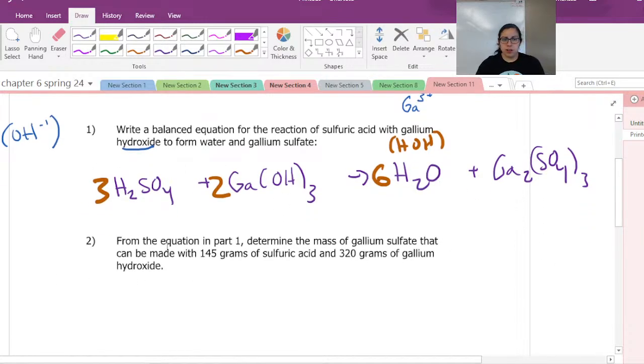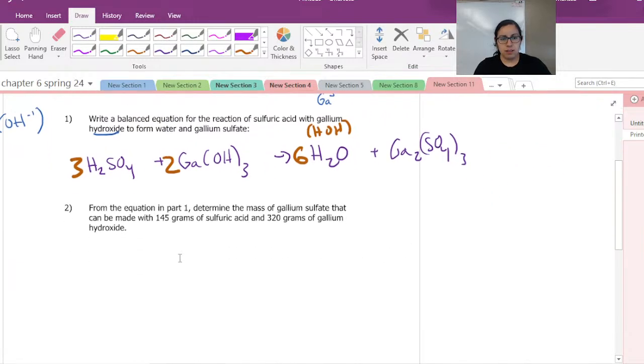And so do we need more time for 2 still? So yeah, keep working on 2 now that we have our balanced equation.